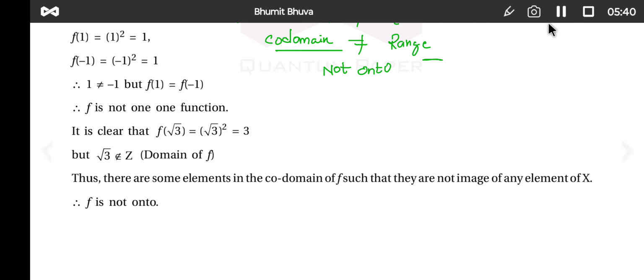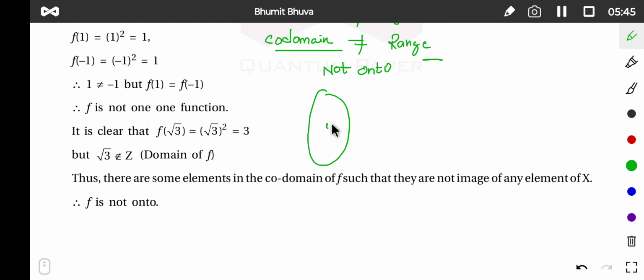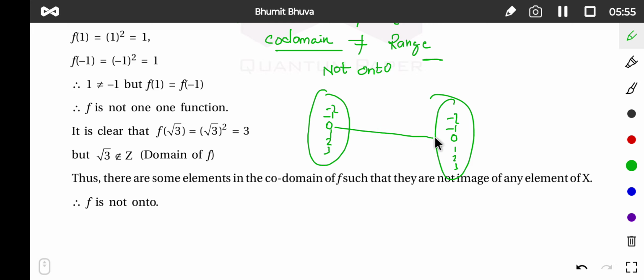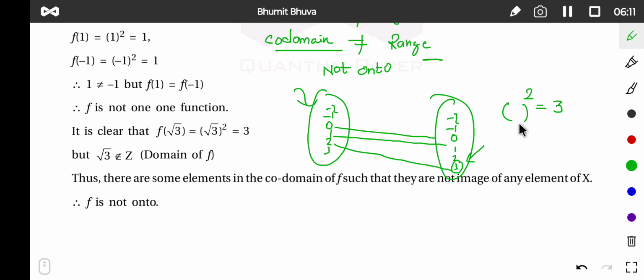Otherwise we can give a counterexample and write it like this. In the domain set we have all the numbers 0, -1, -2, 1, 2 and 3. Here also the same numbers: 0, -1, -2, 1, 2, 3. So 0 maps to 0, 1 maps to 1, 2 maps to 4. So there is no number in the domain such that its square gives 3 in the integers.